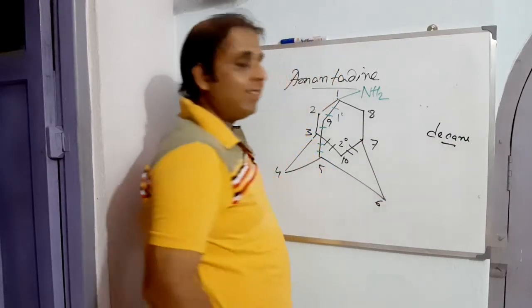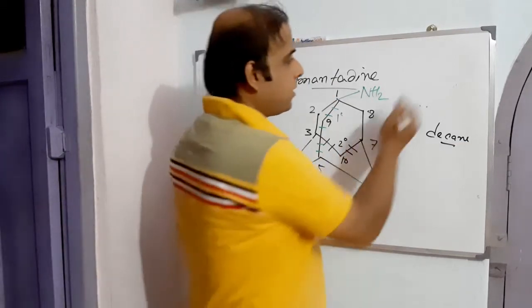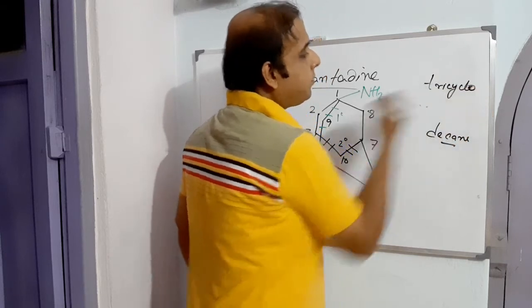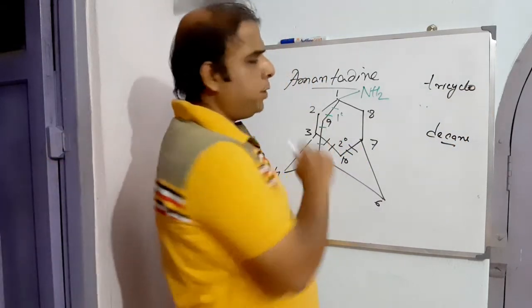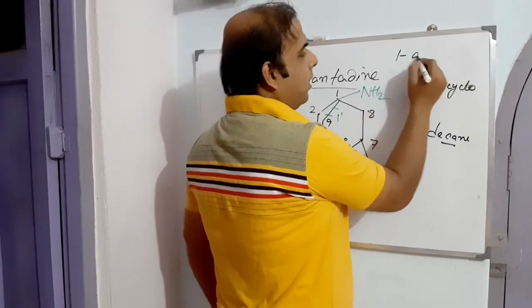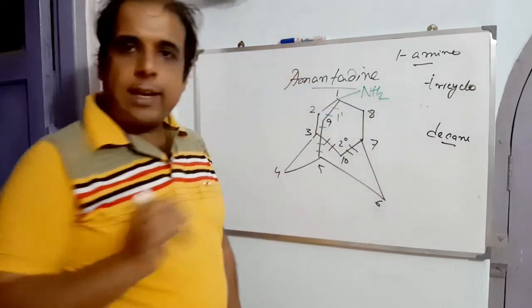So this is the one. The suffix is there with us. It's a tricyclic system. The prefix is also there with us. Tricyclo. And on top of it, at position 1, it is holding what? One amino. Okay. One amino, tricyclo, decane, done.